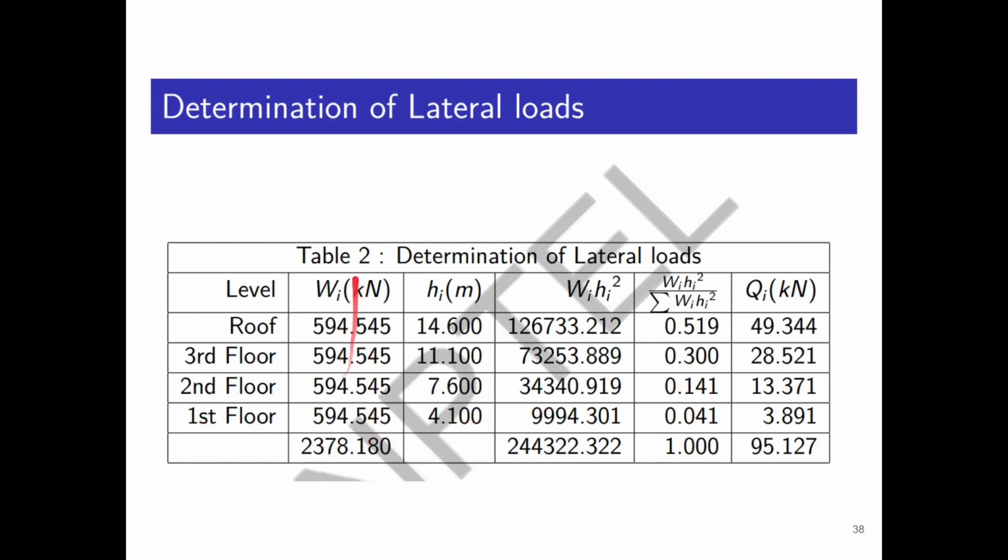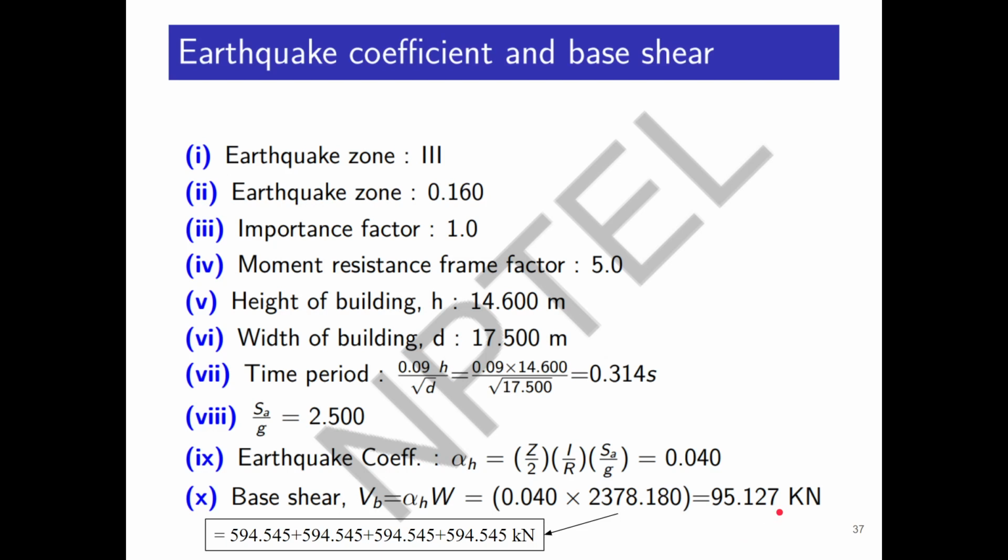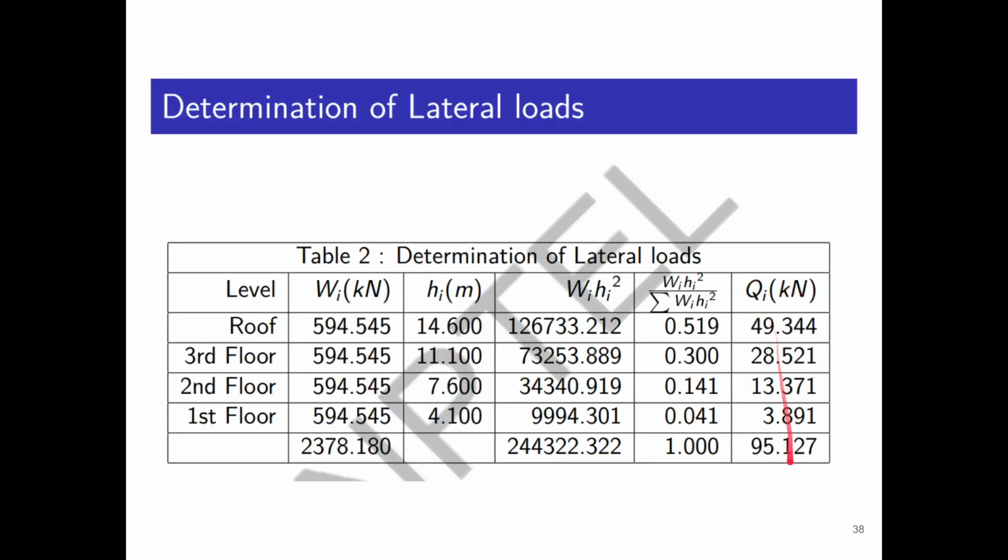They have calculated Wi, they have calculated hi, and these are the Wi hi square values and the summation. They have found Wi hi square by summation Wi hi square for all the levels, and then multiplied this with the VB value, and found the Qi. These are the Qi values. As predicted, the roof will have the maximum lateral shear force because it is at the top, and the base story will have the minimum. The summation will give you the total.